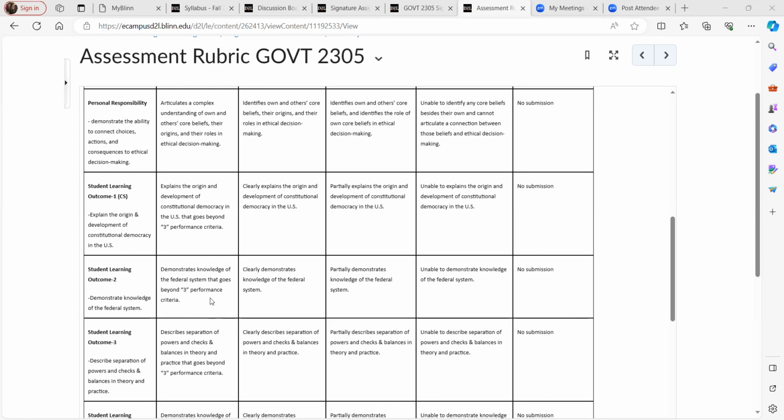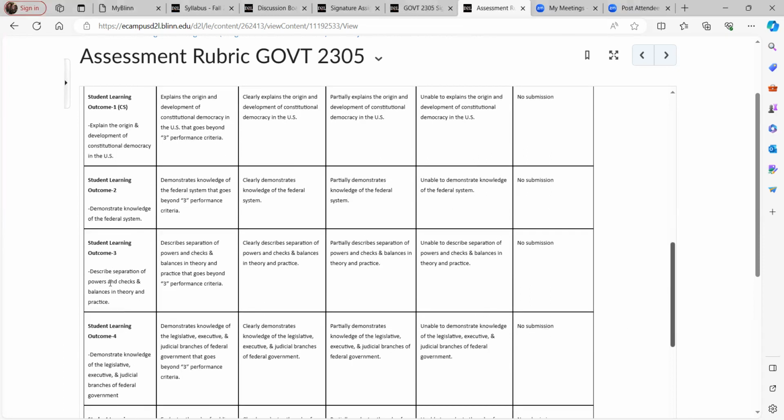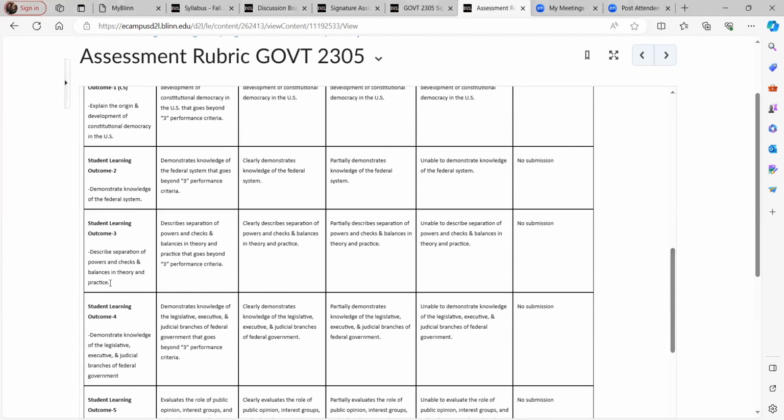Like I said, a lot of these outcomes demonstrate knowledge of the federal system, describe separation of powers and checks and balances, and demonstrate knowledge of the legislative, executive, and judicial branches. So you can see how a lot of this is interrelated, because we do have separation of powers and checks and balances. Separation of powers is where the different duties and responsibilities are separated: the legislative branch has its responsibilities, the executive branch has its responsibilities, and the judicial branch has its responsibilities. Then checks and balances ensure that no one branch is more powerful than the others. So talk a little bit about that and how that relates to your topic.